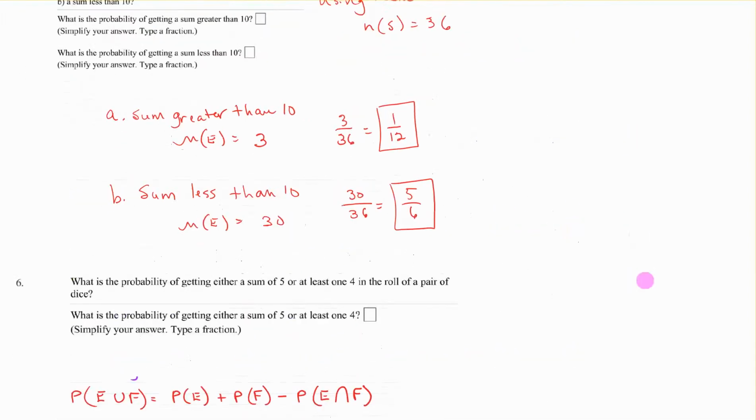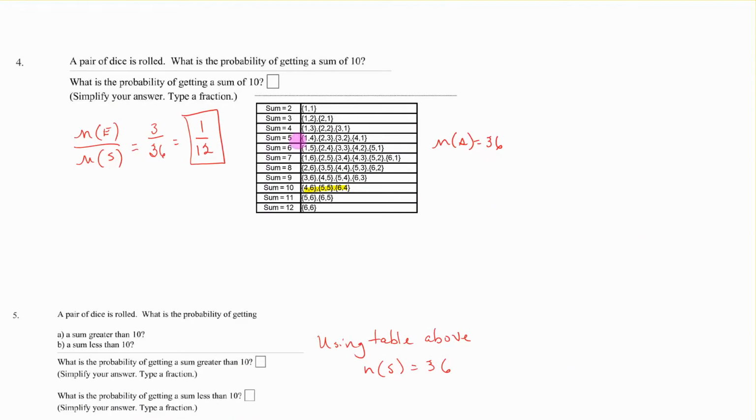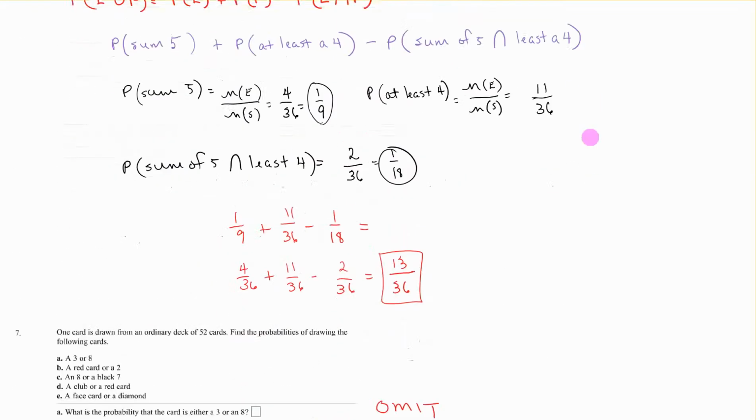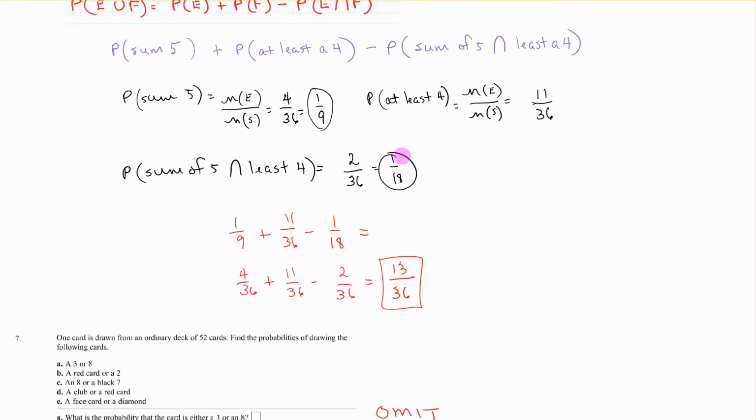Now, what's the probability of a sum of 5 intersect at least a 4? If we go back to our sum of 5, how many of those have a 4 in them? That's 2. So that's the intersection. So 2 out of 36 is 1/18. So we've got 1/9 plus 11/36 minus 1/18. Let's change all those to the common denominator of 36. So we have 4/36 plus 11 and then minus 2. So that's 15 minus 2. That's 13/36, our final answer.